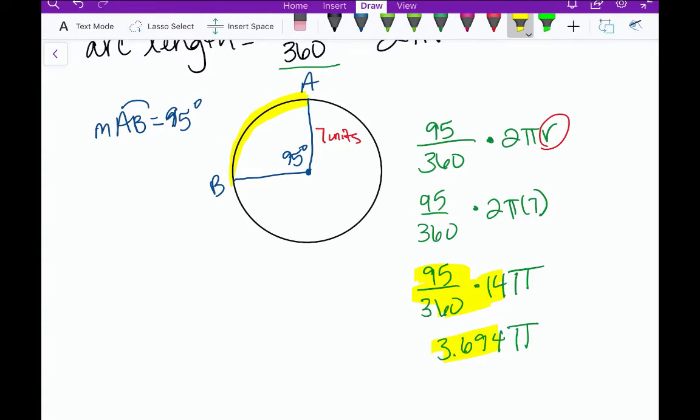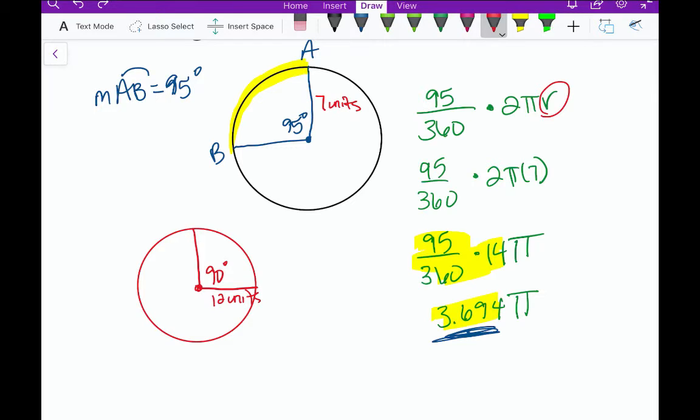And I'm not going to multiply by pi in the calculator because I want to leave my answer in terms of pi because it's more accurate. This is still an estimate because I did have to round that. But if we actually multiply by pi and then round again, it's going to be basically a worse estimate. So that's how you would leave your answer.